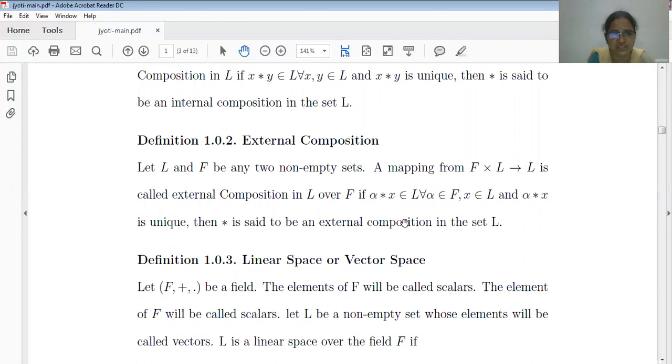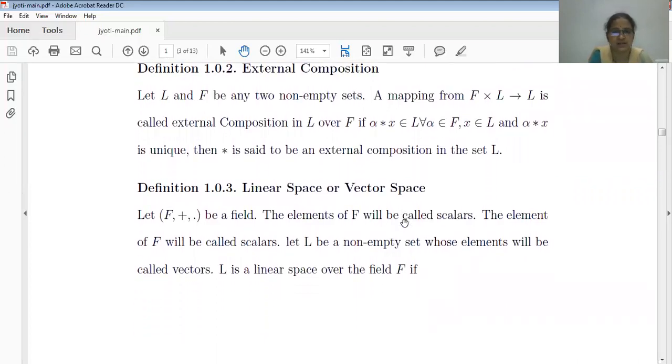Again, the very simple meaning of this external composition is, for two different sets L and F, if we take one element from F, one element from L, and we do the composition between the two elements, then this composition is called an external composition if the resultant element is a member of the set L.